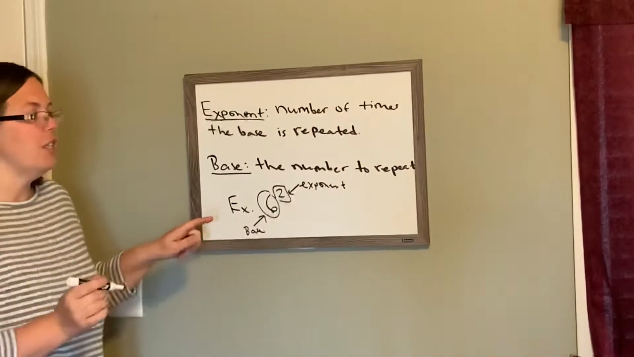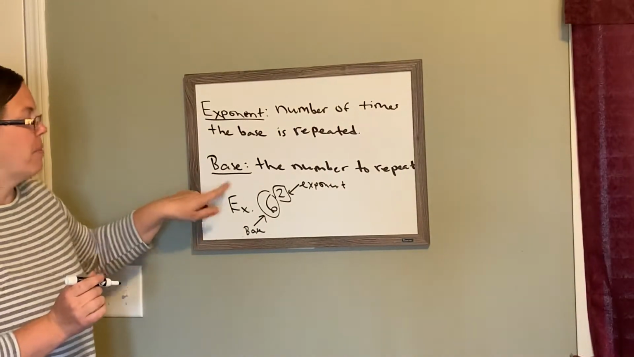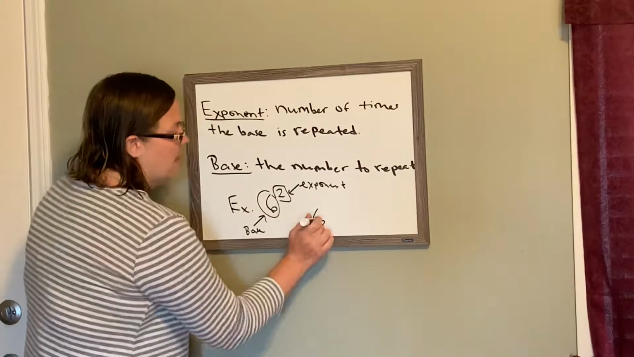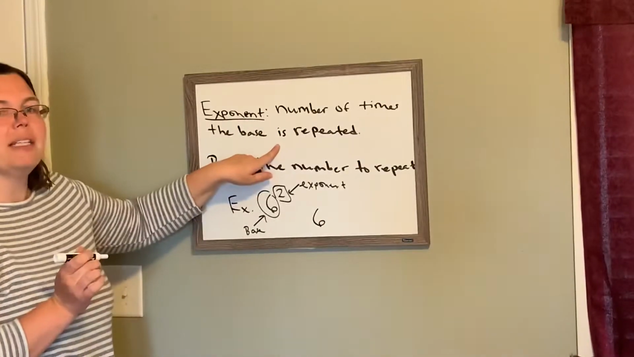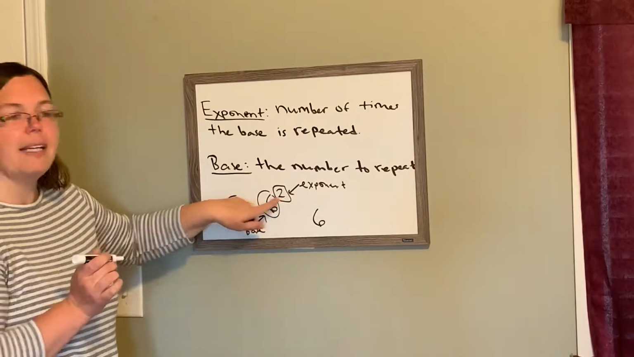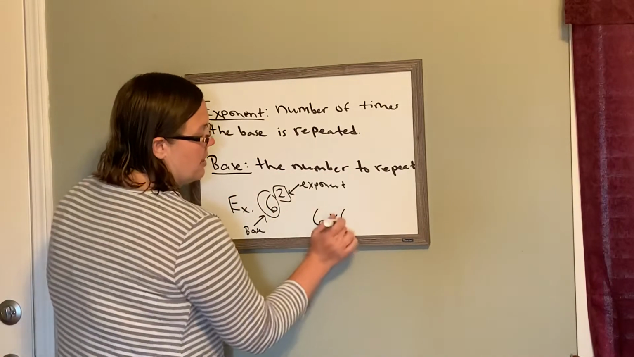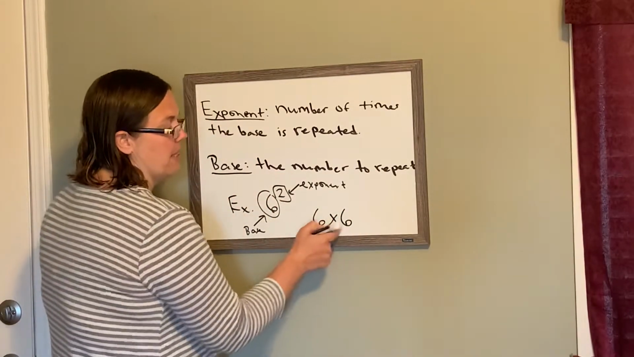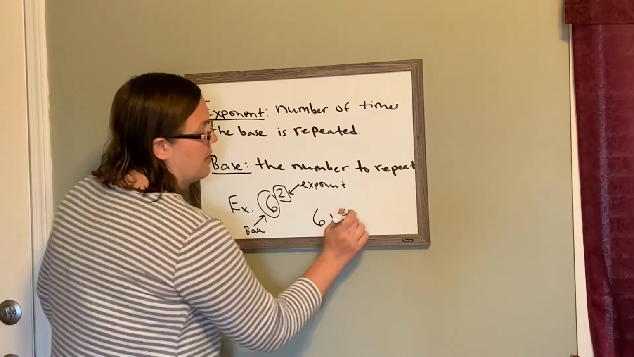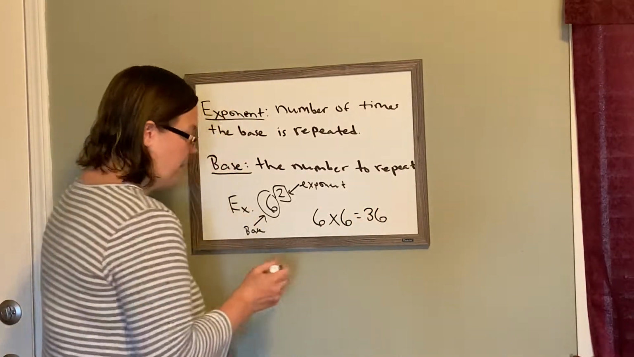So what the definition means is 6 is the number that I repeat. So I need the number 6, and that exponent tells you how many times to repeat it, and in this case, I need 2 of them. So I'll do 6 and 6. I have 2 6s, and then you multiply them together, so 6 times 6 is 36.